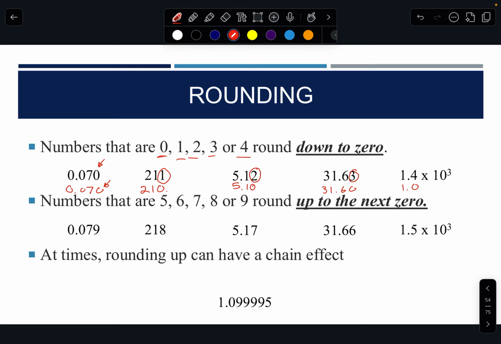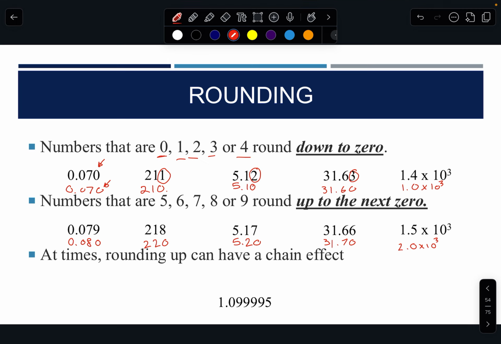The numbers that are higher than 4, all the way up to 9, you're going to round up. So for 0.079, that's 0.080. For 218, that is 220. For 5.17, we have 5.20. 31.66, 31.70. So you're just going to round up to the next unit of 10. So for 1.5 times 10 to the 3, I'll put a 10 to the 3 here. 1.5 times 10 to the 3, that's going to be 2.0 times 10 to the 3.